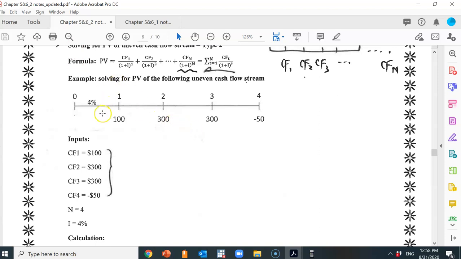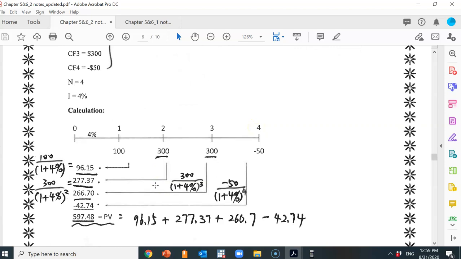Okay, so using the formula, you can treat this 100 as cash flow 1, and our cash flow 2 is 300, cash flow 3 is 300, cash flow 4 is negative 50. So we can just use 100 divided by 1 plus 4%. So we have the present value of the first 100 as 96.15. And for cash flow 2, 300, we should divide by 1 plus interest rate 4% to the power of 2, squared. And then we have 277.37 as the present value of the second cash flow 300.